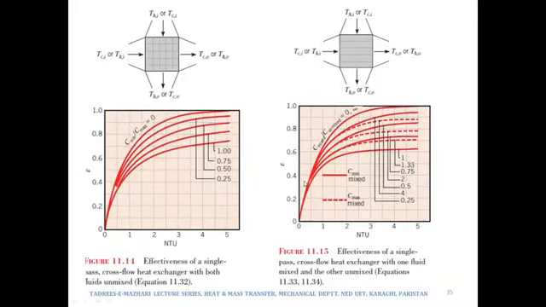This figure, or rather these figures, are for cross flow heat exchangers, and by looking at this diagram we can see that both fluids are unmixed, which is what is mentioned over here, with both fluids unmixed. And over here one fluid is unmixed, in this direction, and the other fluid is mixed. So in this case, if it is a cross flow heat exchanger and one fluid is mixed and the other unmixed, then we would be using this particular graph.